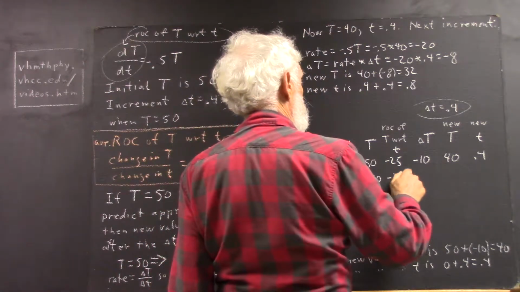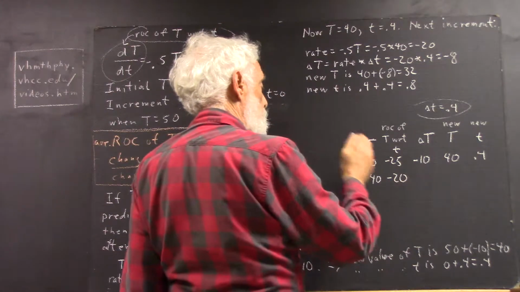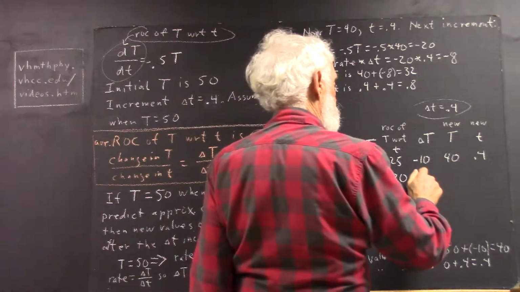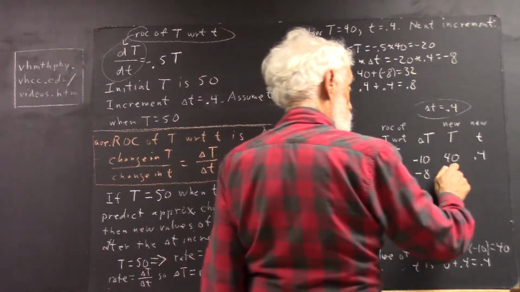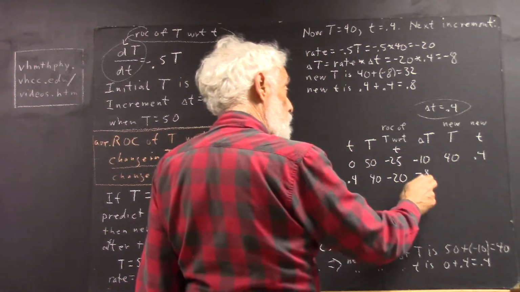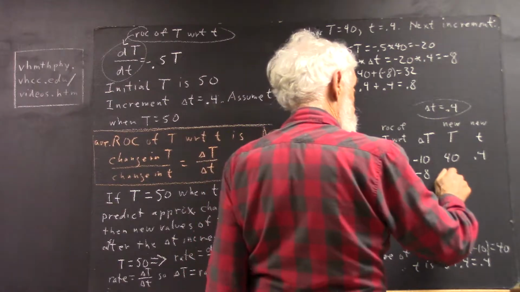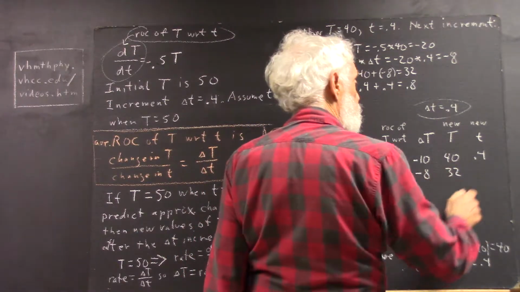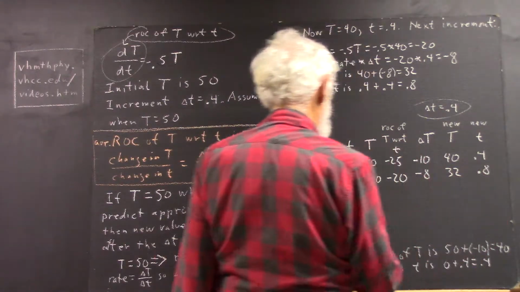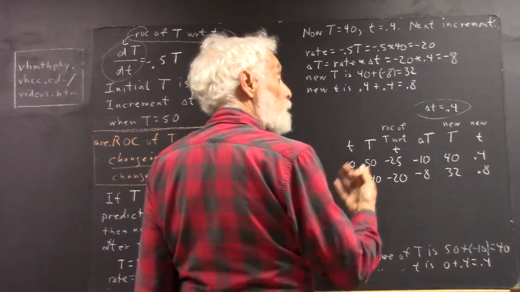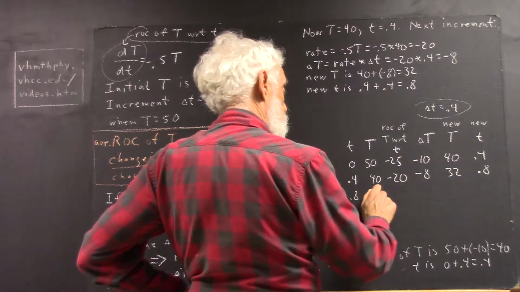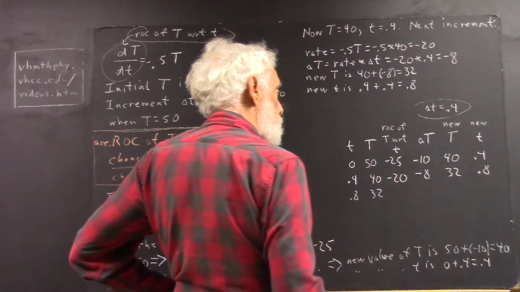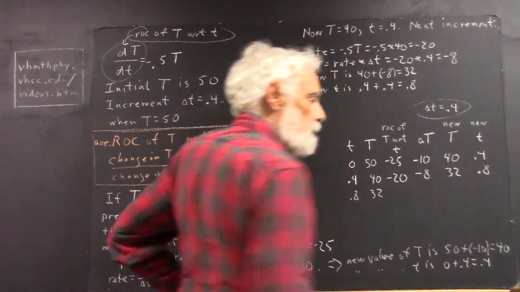We got negative 20 for the rate of change. We multiplied that by the delta little t, and we got negative 8. We added that to our big T. That being our change in T, we added the change in T to T, and we got 32. And our new little t is 0.8, so we can write those down to begin the third step. So little t is 0.8, big T is 32, and now we can calculate the rest.